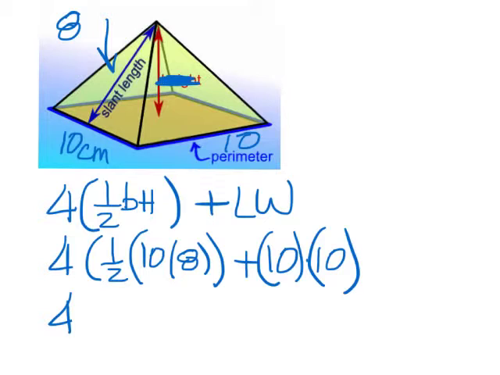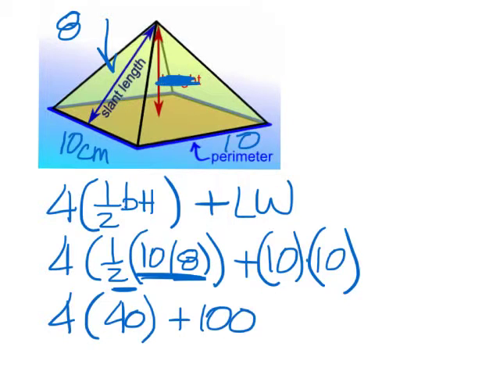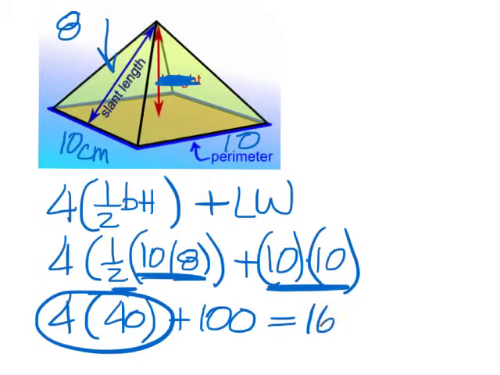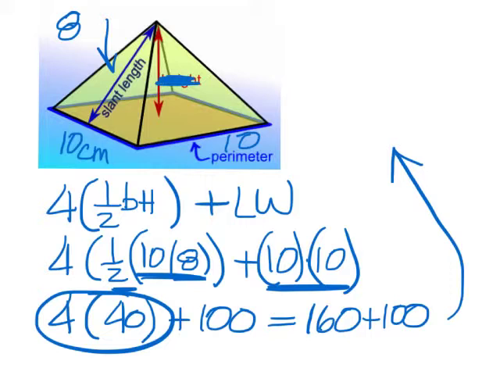And simplify that out. Let's see, 10 times 8 is 80, and then half of 80 is 40, and then you'll have 100 on the end from 10 times 10. 4 times 40 is 160, plus 100 should give us an answer of 260 centimeters squared.